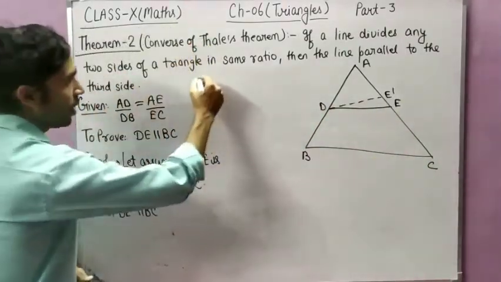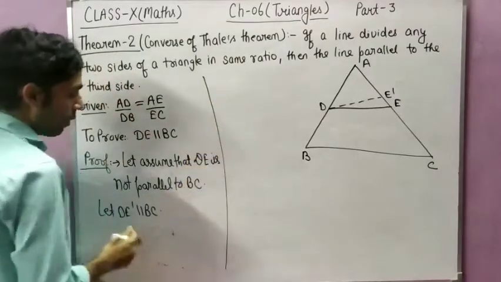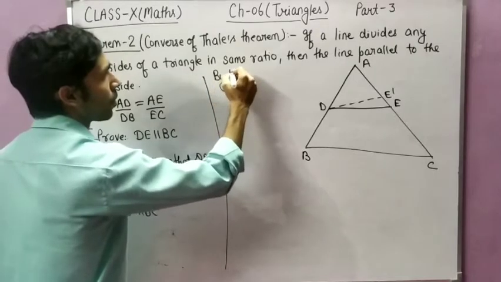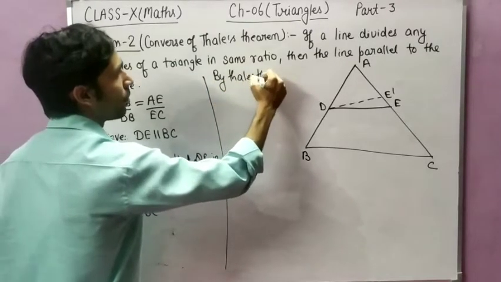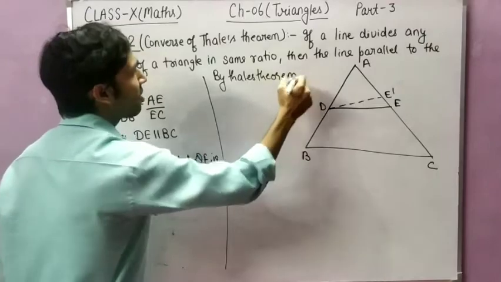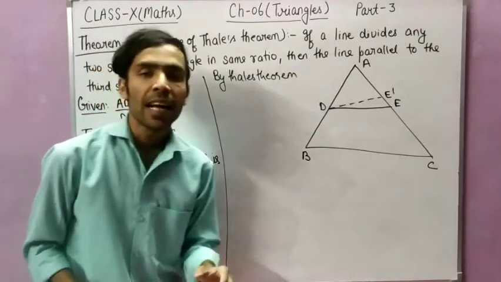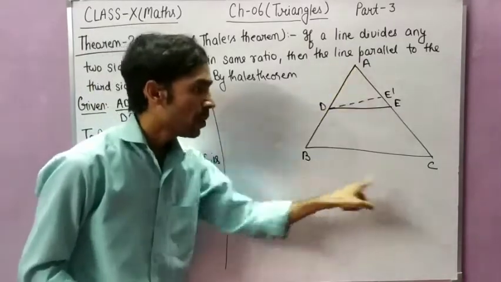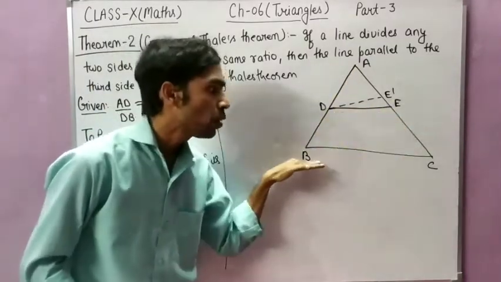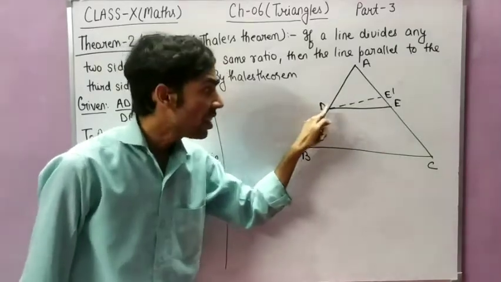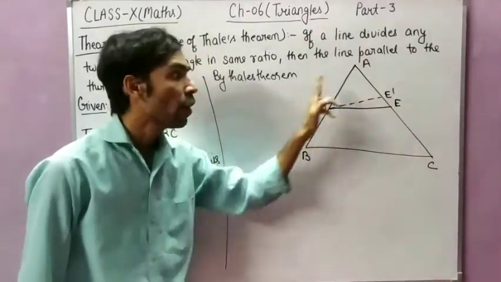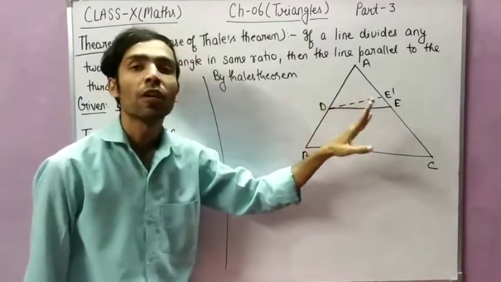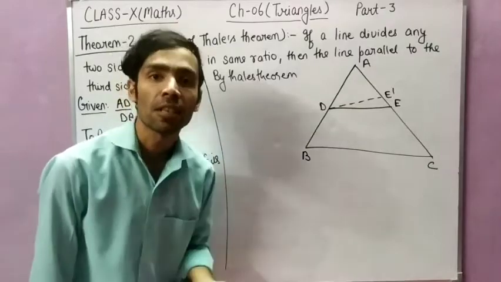Okay, so student, if DE dash is parallel to BC, so by Thales theorem, what is Thales theorem? If a line is parallel to one side of the triangle, ठीक है, this triangle is ABC and DE dash is parallel to BC, and this DE dash divides the other two sides of the triangle at distinct points, so that line will divide the other two sides of the triangle in the same ratio. This is the Thales theorem.